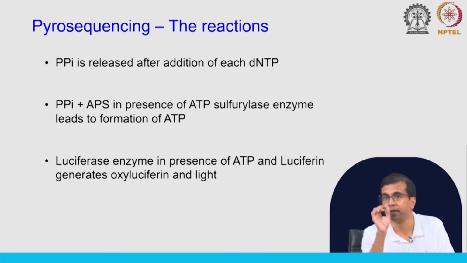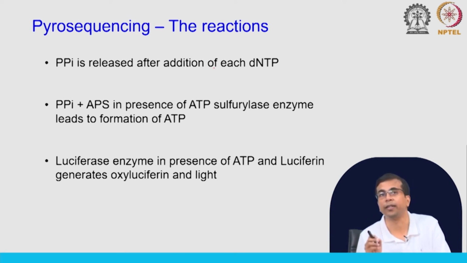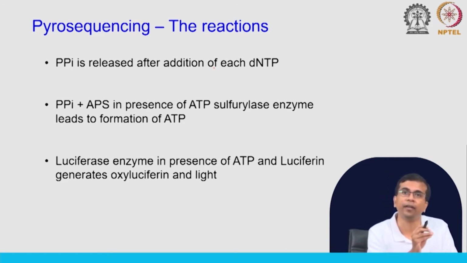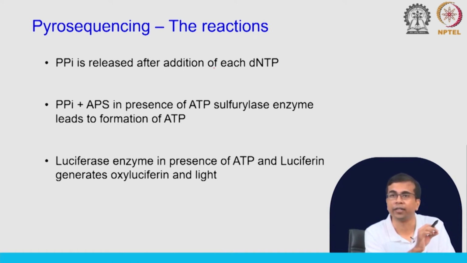So, you can visualize this reaction now. You have addition of one base in the growing strand, the complementary strand that is being synthesized by DNA polymerase. There is an addition of A, and immediately there is some sort of chain reaction. There is a pyrophosphate release that leads to formation of ATP, that is converted to oxyluciferin and light by the luciferase enzyme. This is a very fast process, but there is a light signal which could be detected by an optical detector.